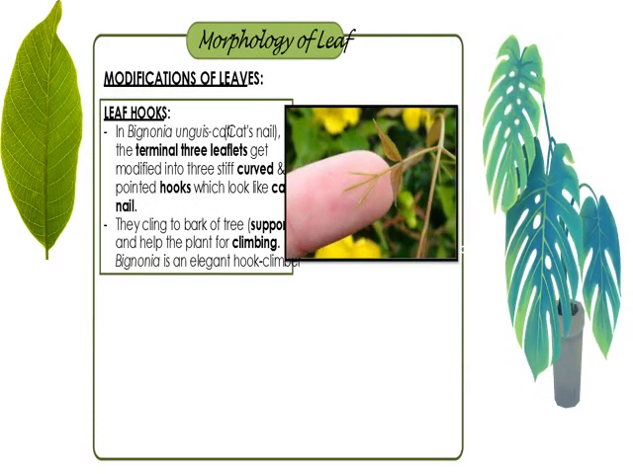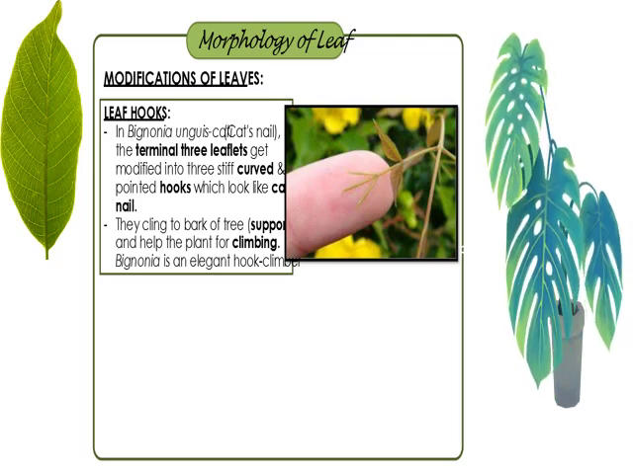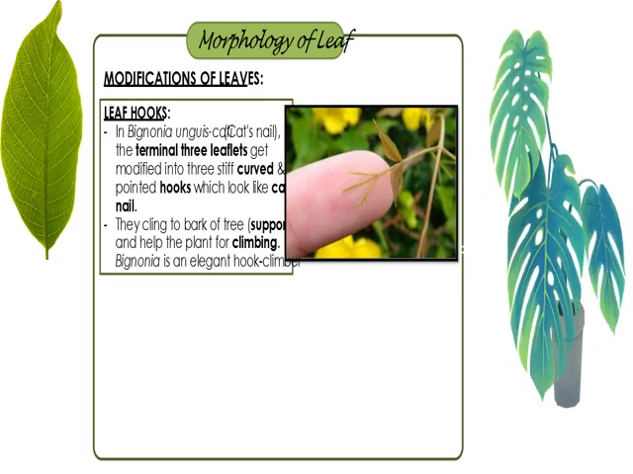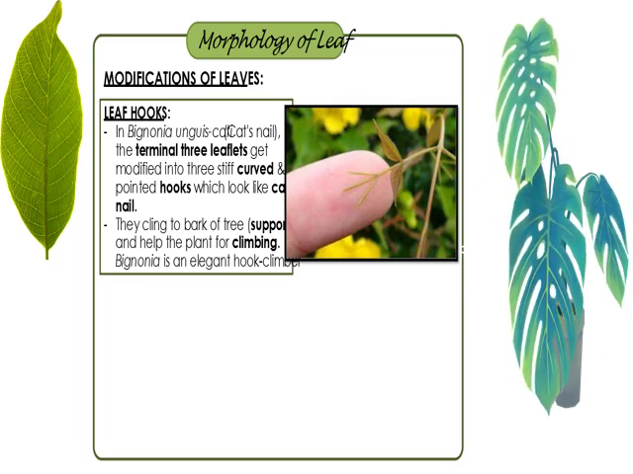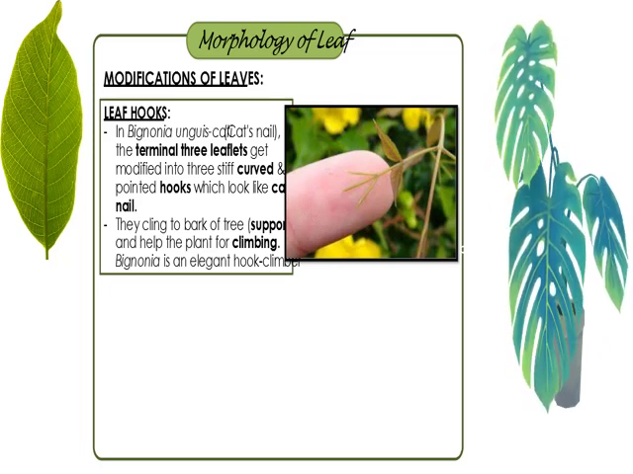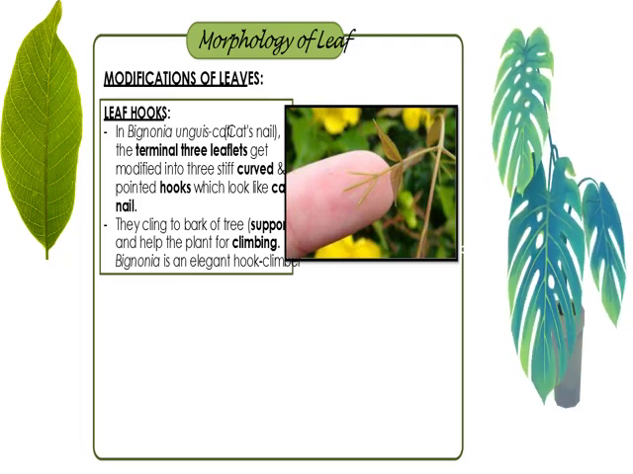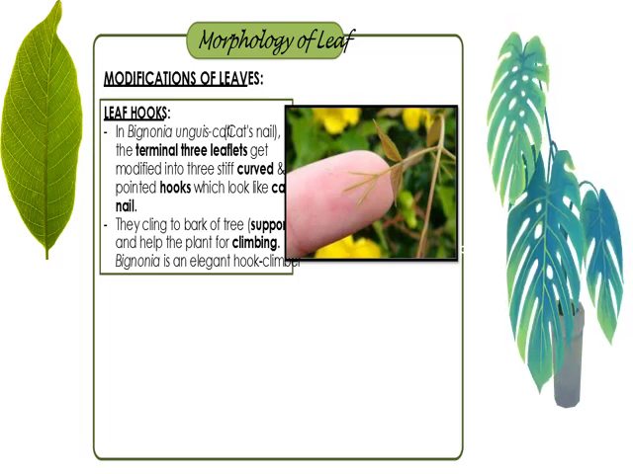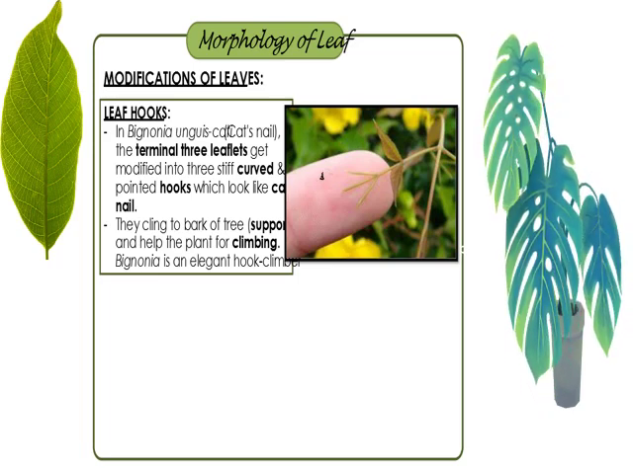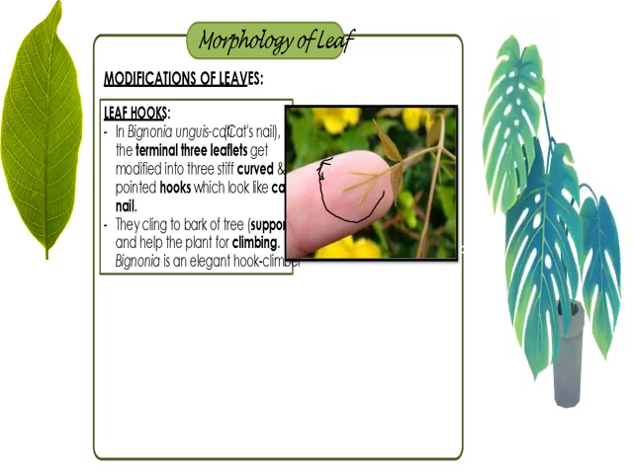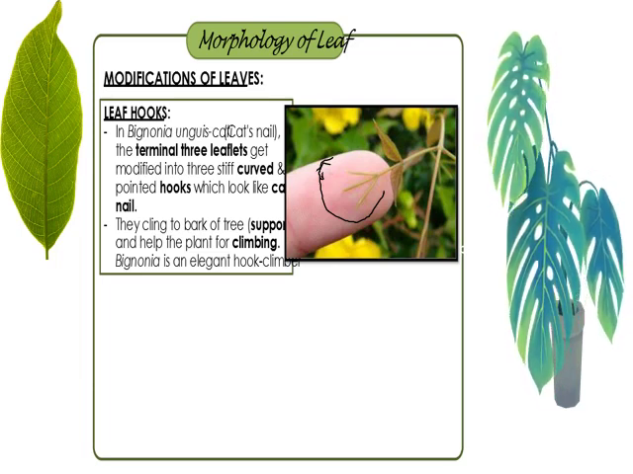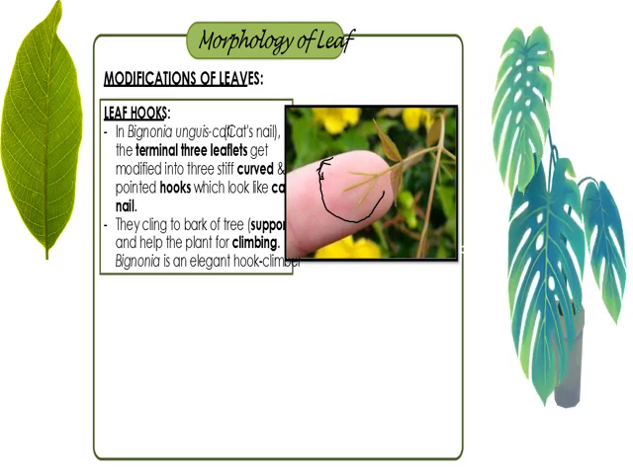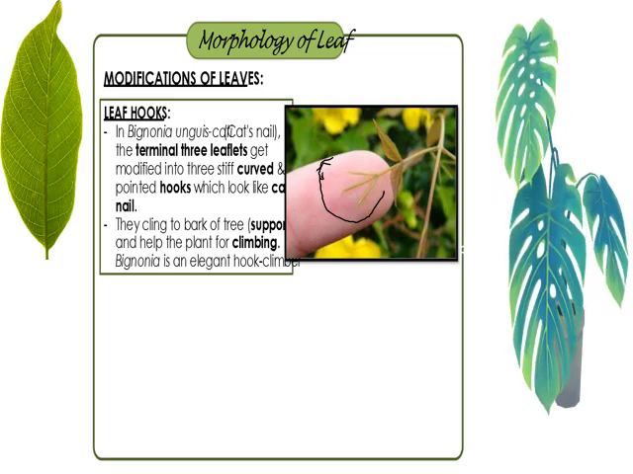Sometimes, in few plants, the terminal three leaflets get modified into three stiff, curved and pointed hooks which look like nails. So they cling to the bark of trees and help the plant for climbing. Sometimes the tip of the leaf becomes modified and converts into a structure that appears to be a hook, and the plant uses it to grip some surface for support and for climbing.